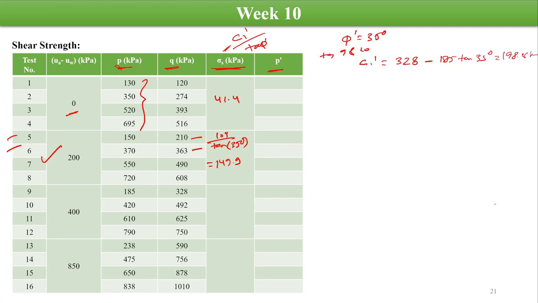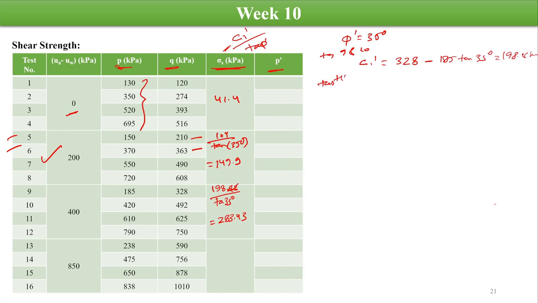Okay, so we'll calculate the value of sigma s, and sigma s will be 198.46 divided by tan 35 degrees, which will equal 283.43 kPa, right?